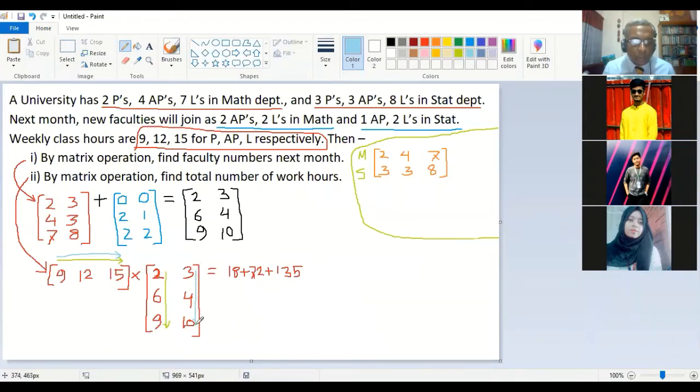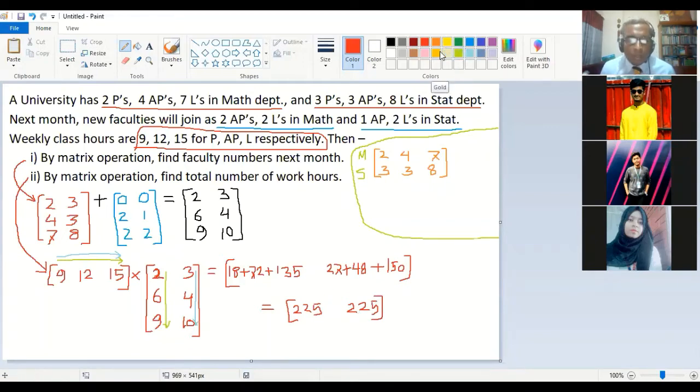So you will now calculate 9 into 3, so 27, and then 12 into 4, so 48, and then 15 into 10, so 150. So these are the calculations, and now you can go to the next part. Next part will be just two numbers. So one number is 225. You can check the summation. Second number is also 225. Okay, it is just a coincidence. Anyway, so we are getting two answers now.